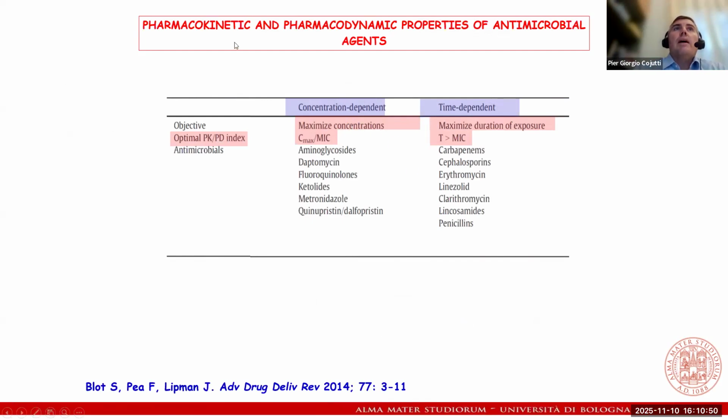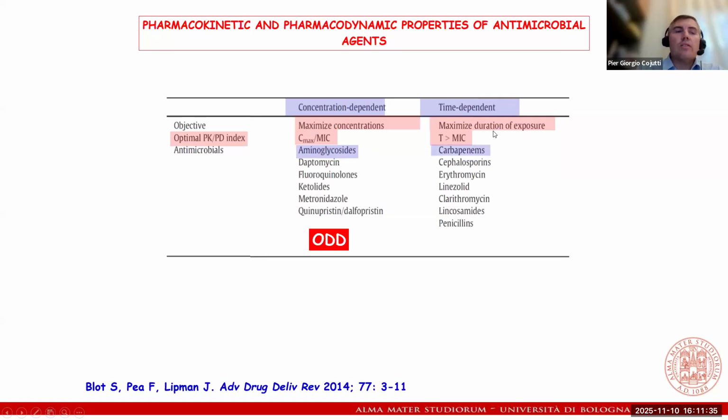Just to recall some PK/PD properties from the traditional pharmacology of antimicrobial agents. Antimicrobial agents could be divided into 2 groups in terms of the way they kill pathogens. There are concentration-dependent antibiotics, for instance aminoglycosides, daptomycin, fluoroquinolones, in which the pharmacodynamic goal is to maximize the ratio between the maximal concentration and the MIC of the pathogen, and this is why these agents are given once daily.